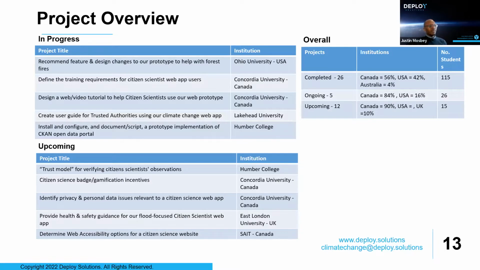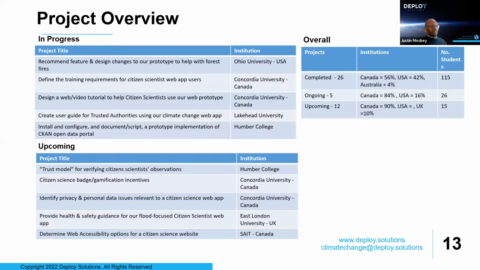These are some examples of projects we're currently working on with students. I'll highlight a few. I'll take the first example: recommend feature and design changes for a prototype to help with forest fires. What we're asking the student here is to help us identify and recommend necessary design changes to make a flood-focused prototype assist during or after a forest fire, because we already have a flood design in place.